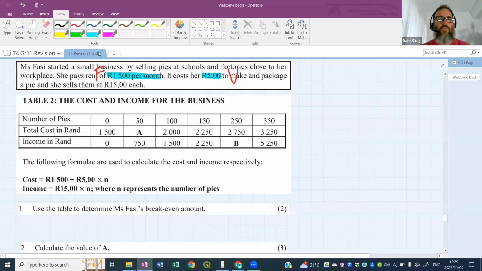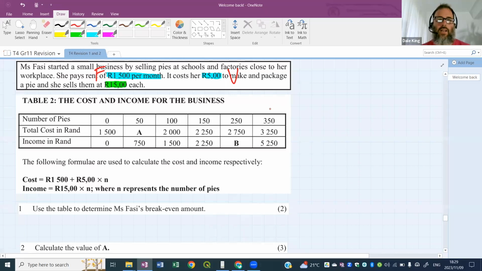And then obviously the 15 Rand that she sells them at, that is the income. And then the table below summarizes what if she sold 0, 50, 100, 150, 250, or 350 pies.